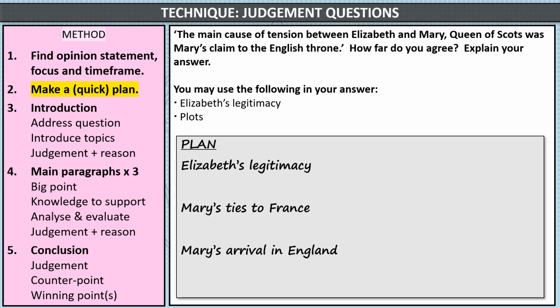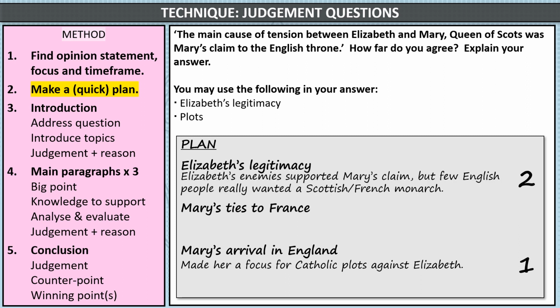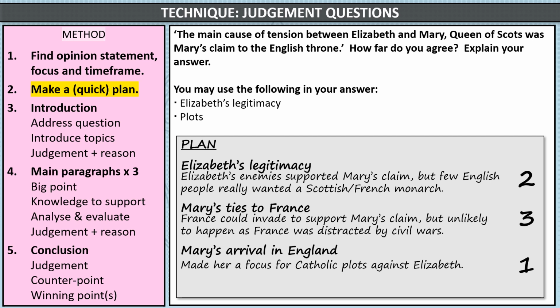Now, I actually think Mary's arrival in England was the biggest cause of tension, as this is when she became a focus for Catholic plots. Second, I think it's Elizabeth's legitimacy, as this made Elizabeth's enemies support Mary's claim to the throne. But there was a limitation here because not many English people wanted Mary on the throne because of her Scottish and French ties. I think the least important cause of tension was Mary's ties to France. I think that was less important because France was unlikely to invade England. It was too distracted by its own civil wars.